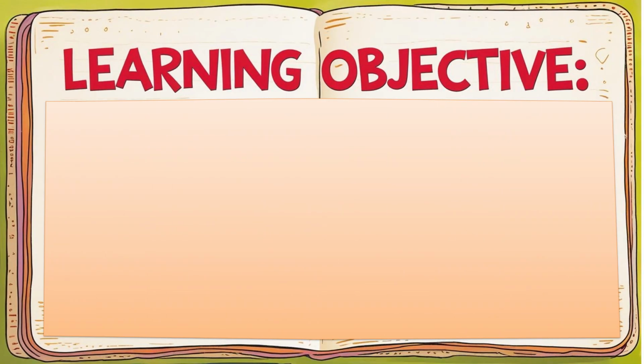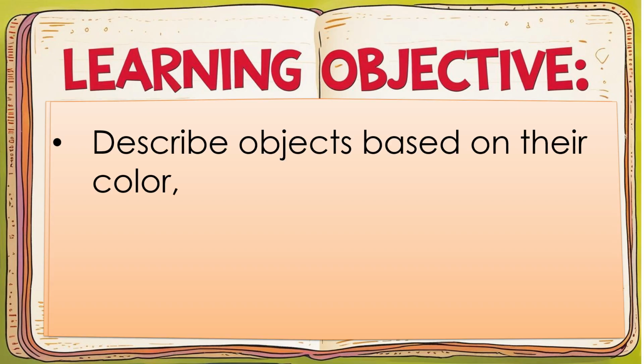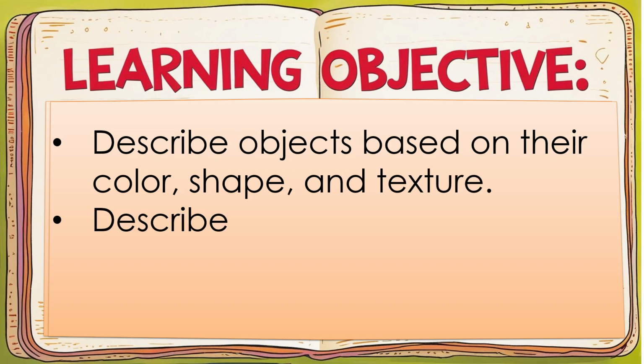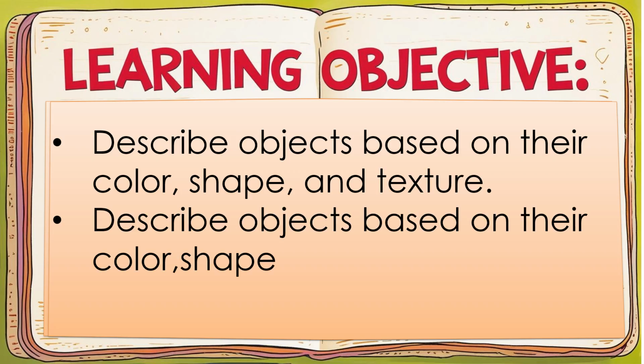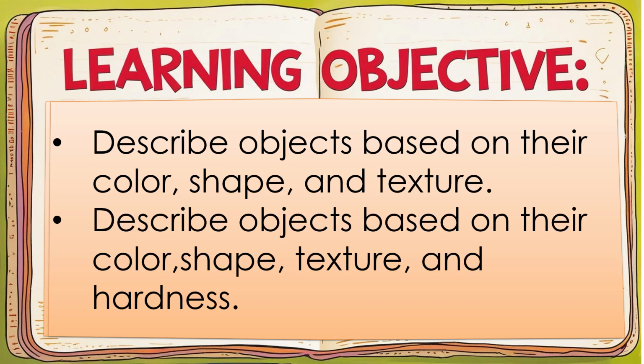Our learning objectives. At the end of the lesson, you will be able to describe objects based on their color, shape, and texture. Describe objects based on their color, shape, texture, and hardness. Are you ready, kids?